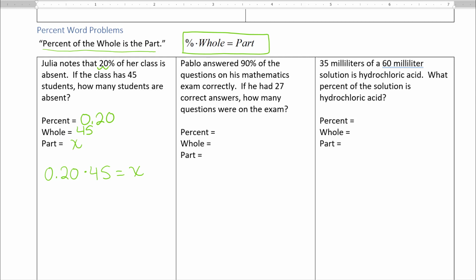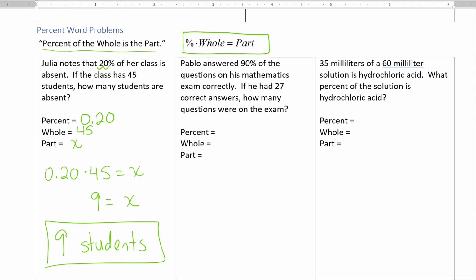This is actually already solved, so all you have to do is take your calculator out, multiply it, and that gets you X equals 9. So we have 9 students are absent. So if you have a class of 45, 9 are absent, that's 20% of the class that is absent.